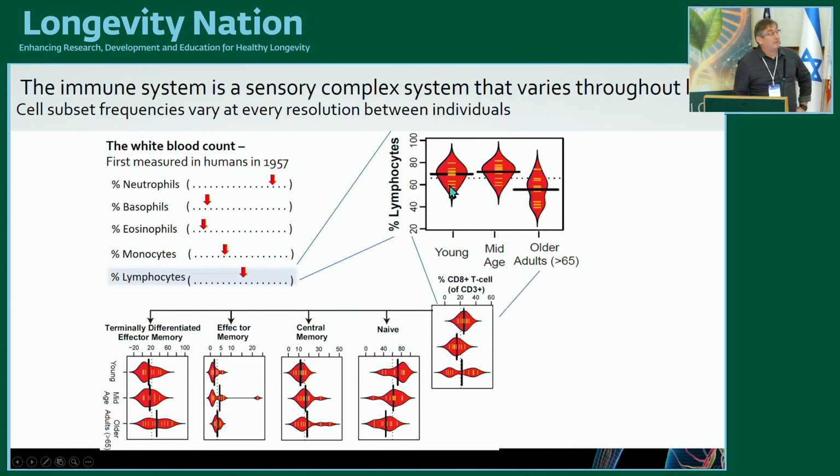Here's some data. Every person here is a yellow line, and you can see there's a huge amount of variation between us. If we were to profile each one in the room, we would look different. And there's a change that happens with age. This isn't just at the resolution of percent lymphocytes. If you zoom into, say, percent CD8 T cells or subsets of CD8 T cells, you will see the same thing: a huge amount of variation between individuals, as well as remarkable changes that happen with aging.